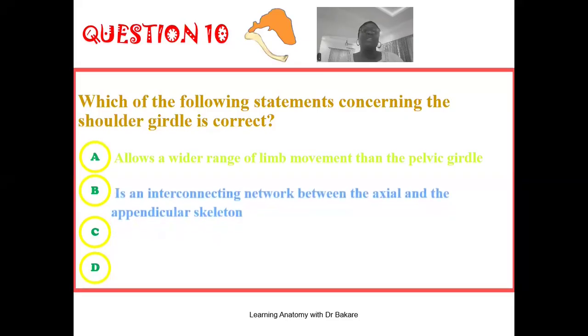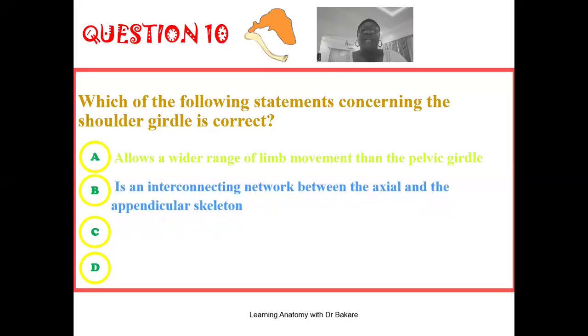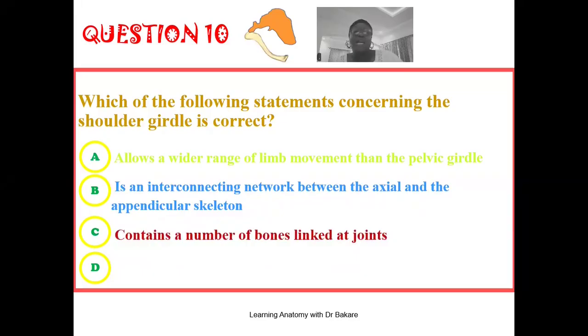The second option here reads that the shoulder girdle is an interconnecting network between the axial and the appendicular skeleton. While the third statement here reads that the shoulder girdle contains a number of bones that are linked at joints. While the last option here reads all of the above. The correct answer here as it relates to the statement concerning the shoulder girdle here is all of the above. All of the above listed statements are correct about the shoulder girdle.